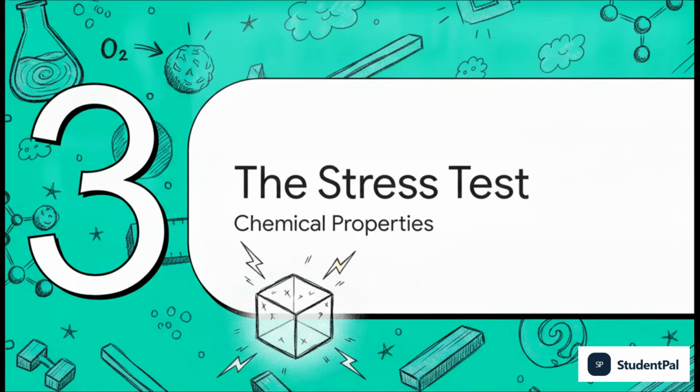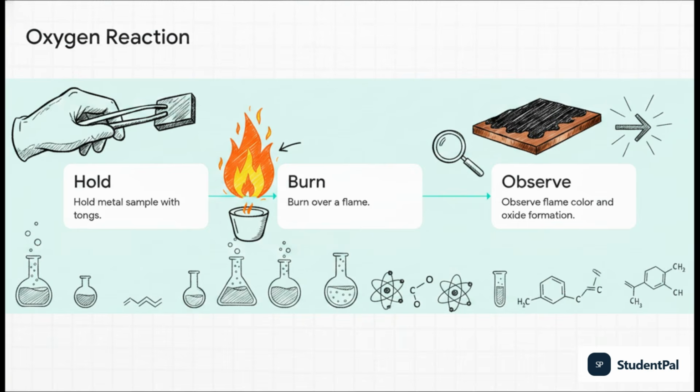That brings us to Section 3, the stress test. Let's look at the chemical properties of metals. Because physical properties aren't quite enough to tell the whole story, we need to take our metals into a virtual lab and basically torture test them. Let's walk through how they react with oxygen. If we hold a metal sample with tongs and burn it over a flame, we see that almost all metals combine with oxygen. The core equation you need to master here is metal plus oxygen gives metal oxide.